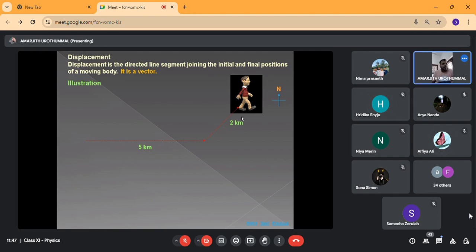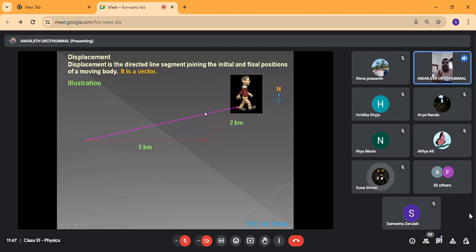7 kilometers. Now displacement means we have to draw a straight line from the initial point to the final point. Okay, that will be the displacement. You can see a line there. This line represents the displacement.